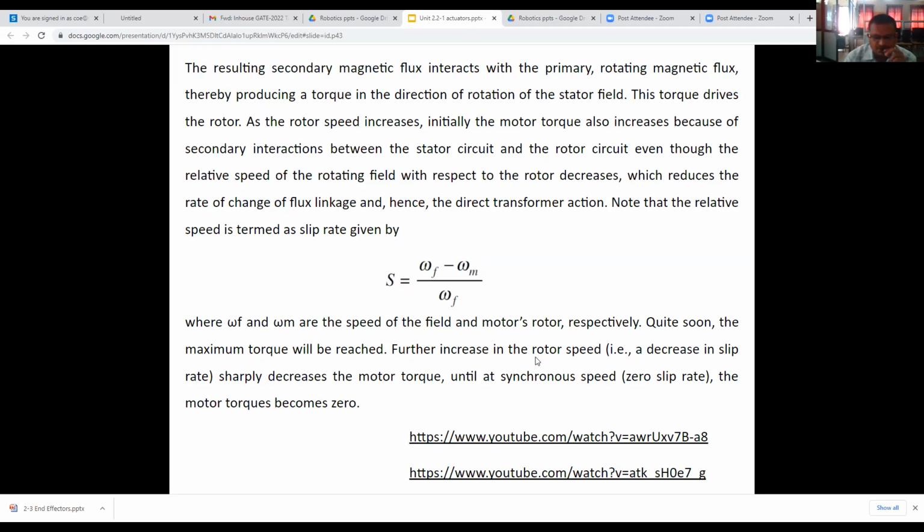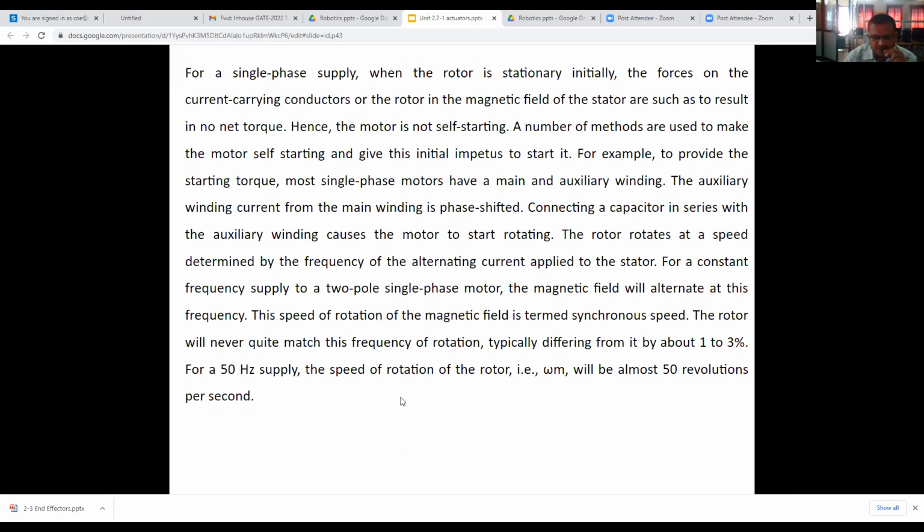Further increase in the rotor speed, that is a decrease in slip rate, sharply decreases the motor torque until at synchronous speed, zero slip rate, the motor torque becomes zero. We will see these videos after this explanation.